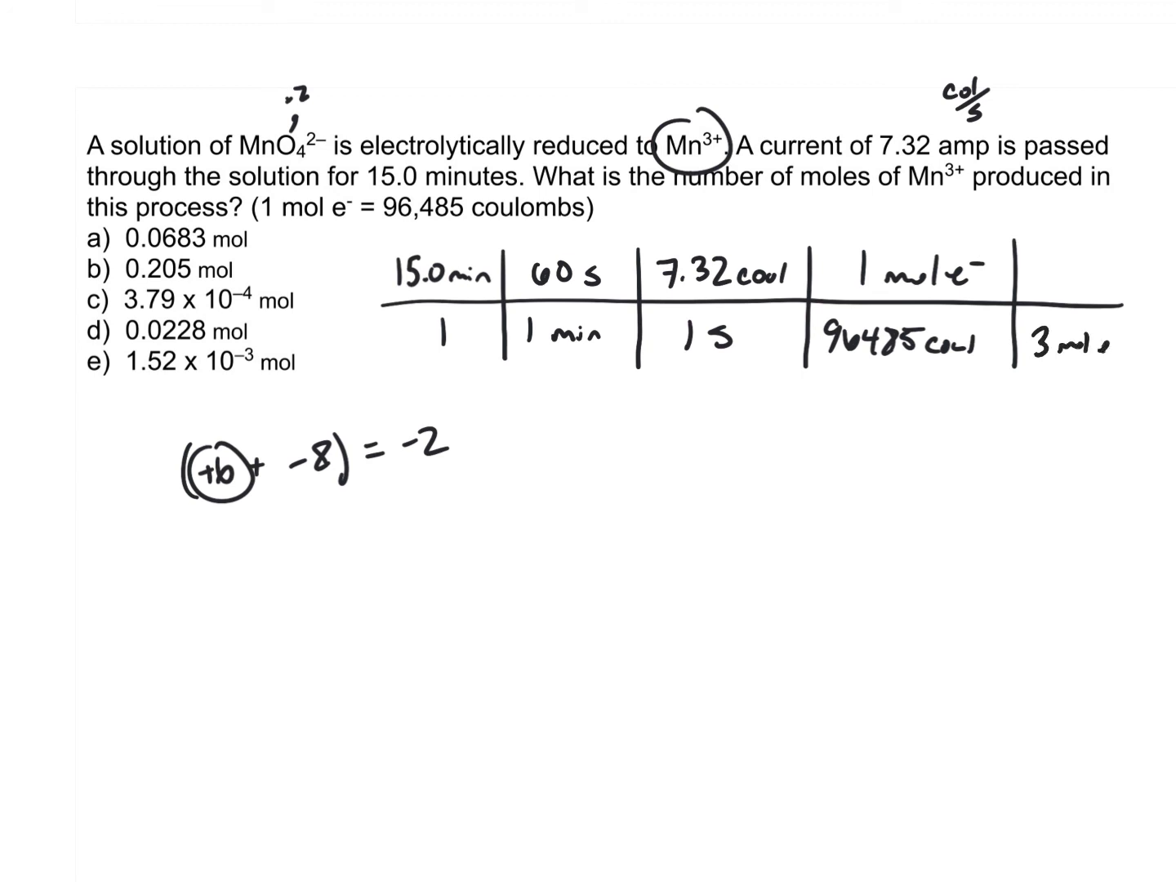So now I go down here once again at this last step, and I put 3 moles of electrons on the bottom, and I put 1 mole of manganese 3+ on top. And then I've got all the numbers I need. So then I plug it into the calculator, and I punch these through, and I get 0.0228 moles, which matches letter D.